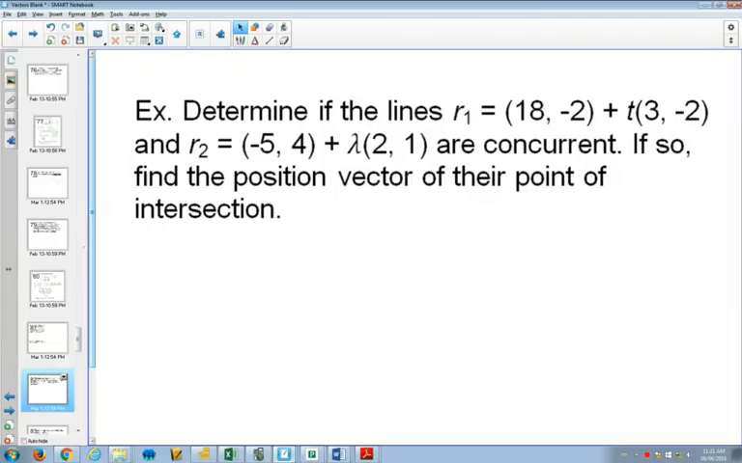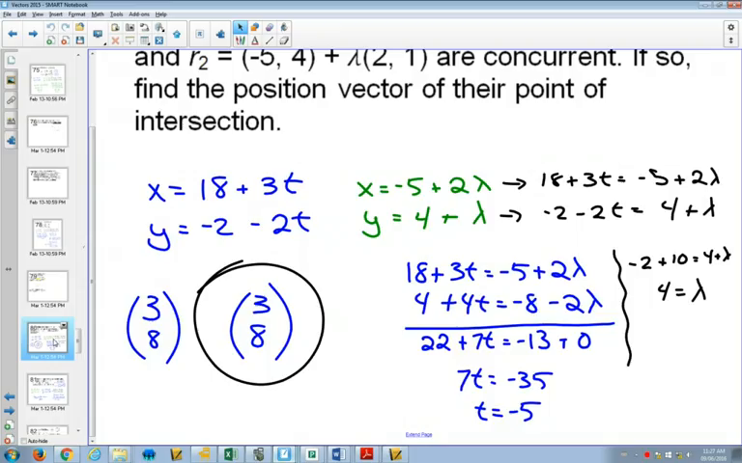So I'm going to get you to try this one. (3, 8) is the point of intersection. Depending on how you eliminated, I set up my system of equations. I decided to eliminate this variable lambda, introducing new Greek letters for you, and found that t was equal to -5. Then I found lambda was equal to 4, plugged that in, and I got the point (3, 8).